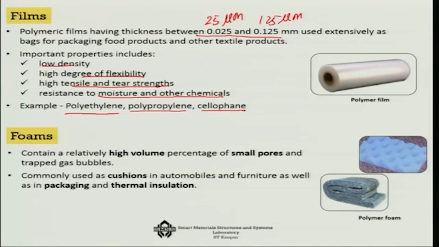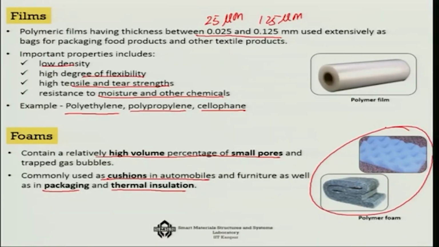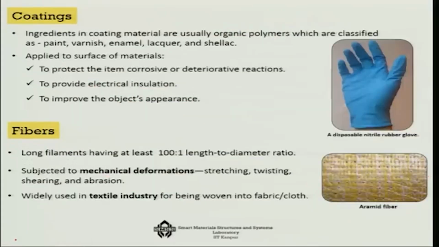Then the other group I told you about is foams, right, the sofas for example, which have foams. There you have the polyurethane foams. So foams are another very important category of polymers. They contain a relatively high volume percentage of small pores and trapped gas bubbles. They are commonly used as cushions in automobiles and furniture, as well as in packaging and thermal insulation. You get the polymeric foams. So that is another end use. So films and foams. What else will you see?